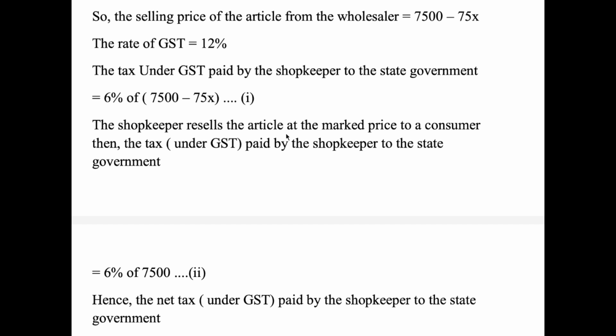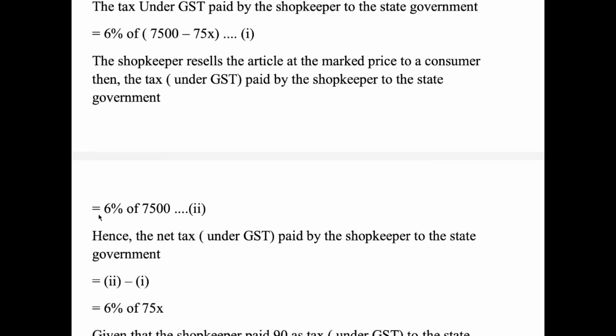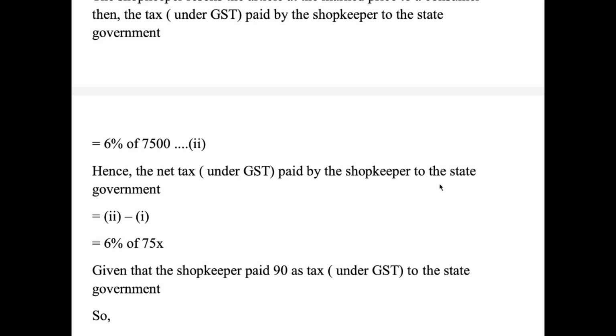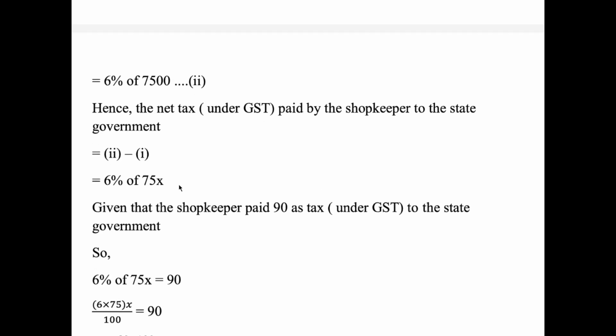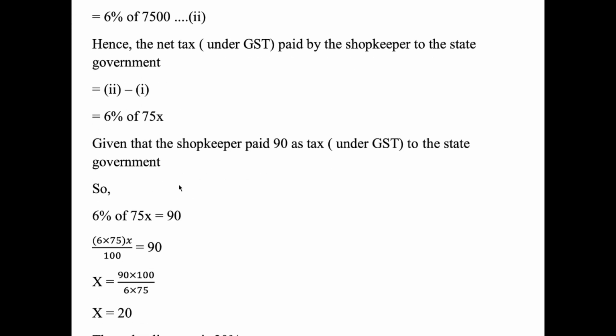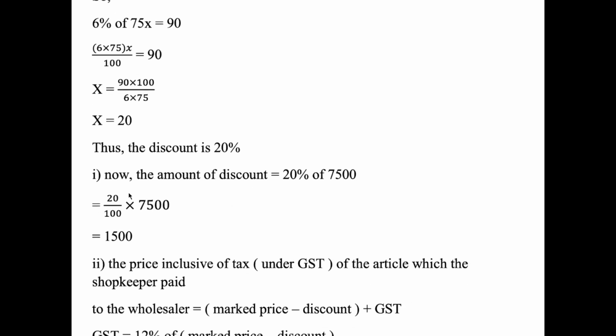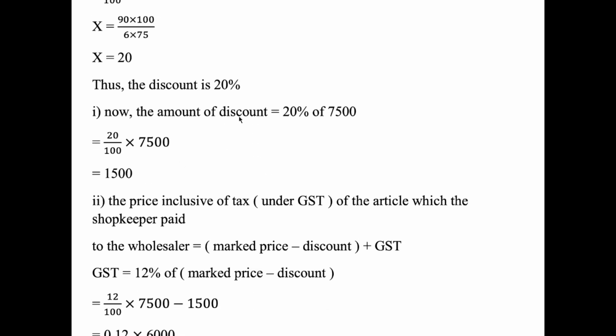The shopkeeper resells the article at the marked price to a consumer. Then the tax under GST paid by the shopkeeper to the state government is 6% of 7500. I am writing equation number 2. Hence the net tax under GST paid by the shopkeeper to the state government is 2 minus 1, that is 6% of 75x. It is given that 6% of 75x will be 90. Take out the value of x, that will be 20. So the discount rate is 20%.